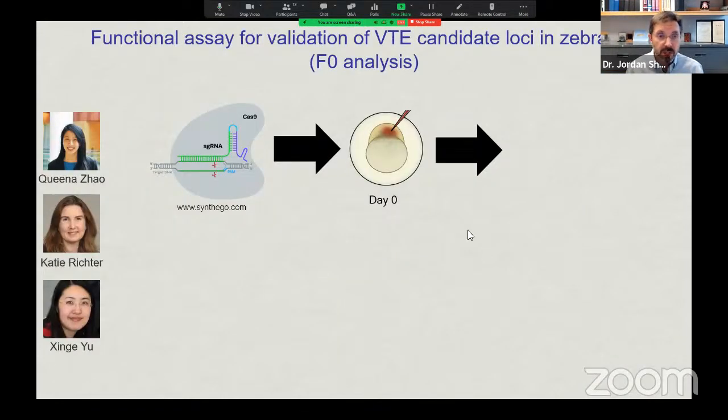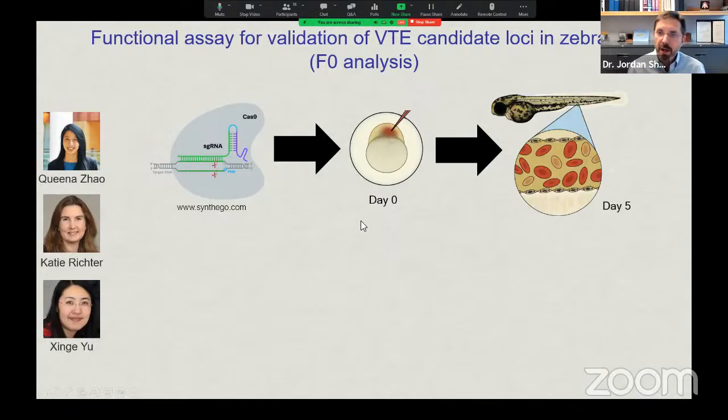So what we do is we simply order these guide RNAs. We can now just do this using a computer. This is led by a medical student, Queen Zhao, and working with my lab manager, Katie Richter, and a postdoctoral fellow, Xinge Yu. And what they did is they simply look in a database and look at the genes we want to target, pick out guide RNAs, and then they just order them from a company, complex them with Cas9 protein that we also order, and then we inject them into single-cell zebrafish embryos. Then we do laser injury and look to see whether they clot or not. In this case, we're looking at the involvement of platelets or thrombocytes.